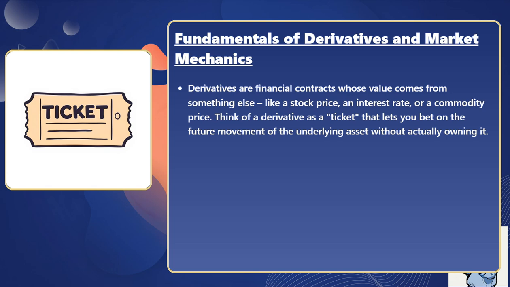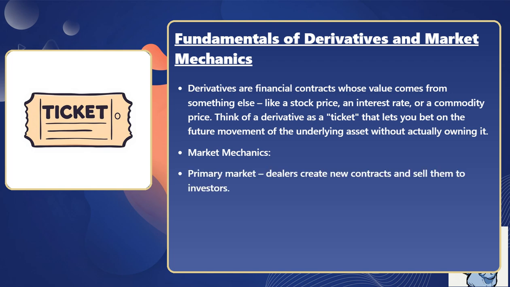Derivatives are financial contracts whose value comes from something else, like a stock price, an interest rate, or a commodity price. Think of a derivative as a ticket that lets you bet on the future movement of the underlying asset without actually owning it.